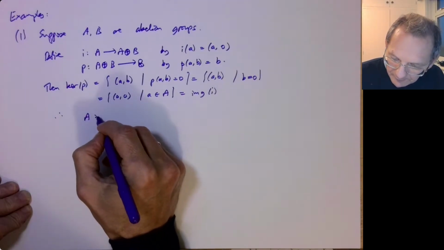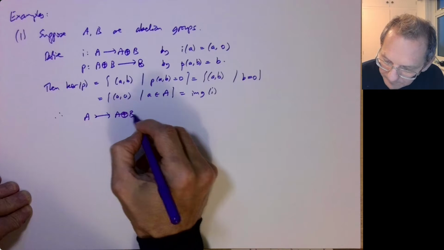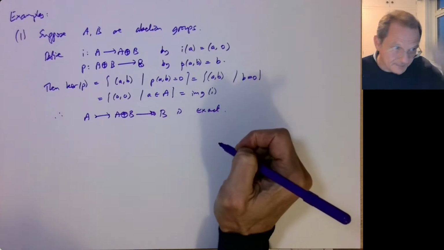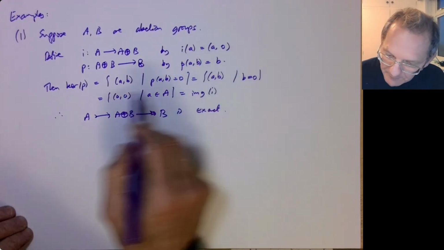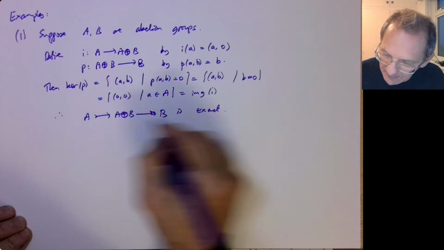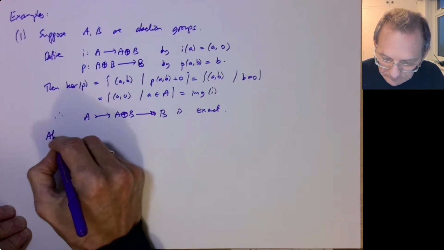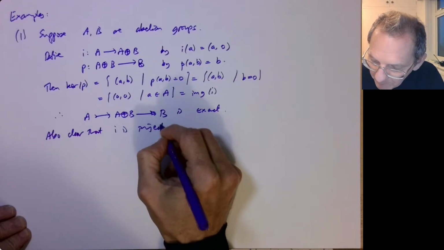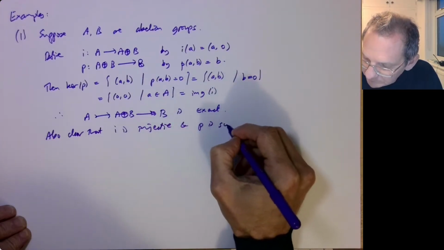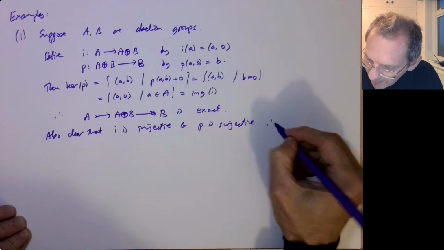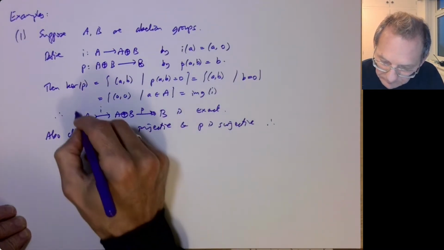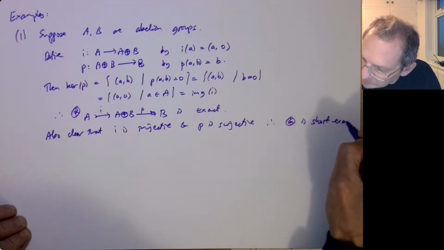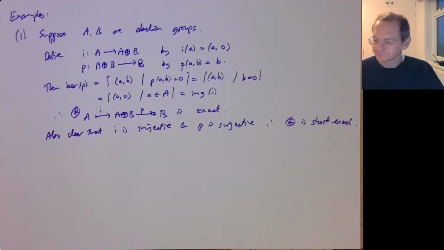So the sequence is certainly exact in the middle. The kernel of p is the same as the image of i. It's also clear that i is injective and p is surjective. So this is a short exact sequence.